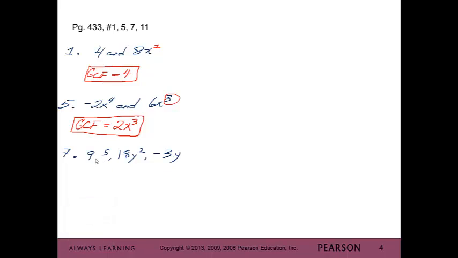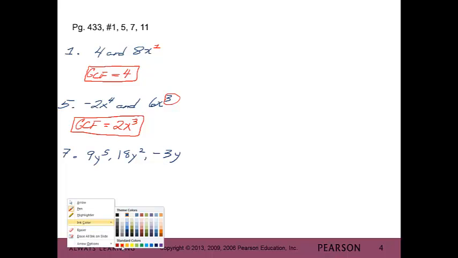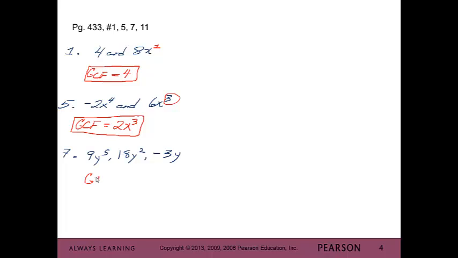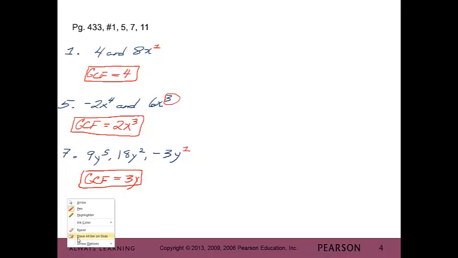So we'll start by looking at only the coefficients. My coefficients are 9, 18, and negative 3. So I want the largest number that divides all of them, and that would be 3. So the first part of my GCF is going to be 3. And then I want to go through and pick the smallest exponent. Well, remember the invisible 1 here. So I have 5, 2, 1. Who's smaller? The 1. So I'm going to factor out the y. So my GCF is just 3y.